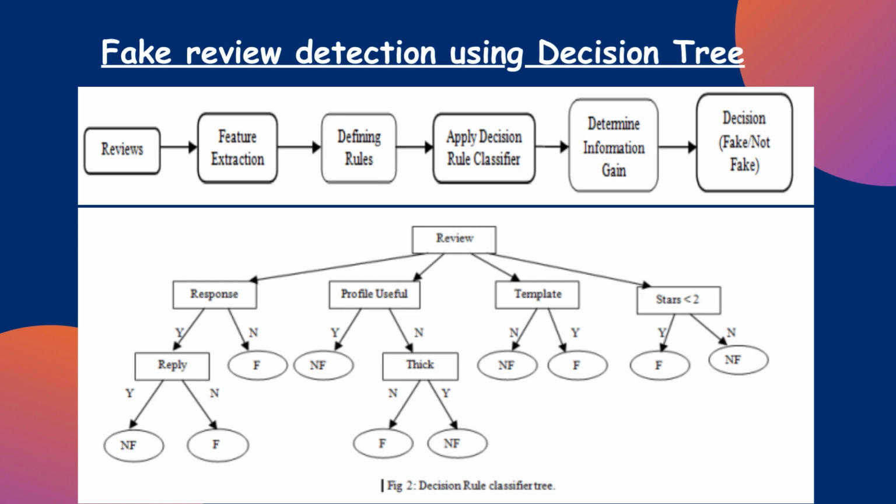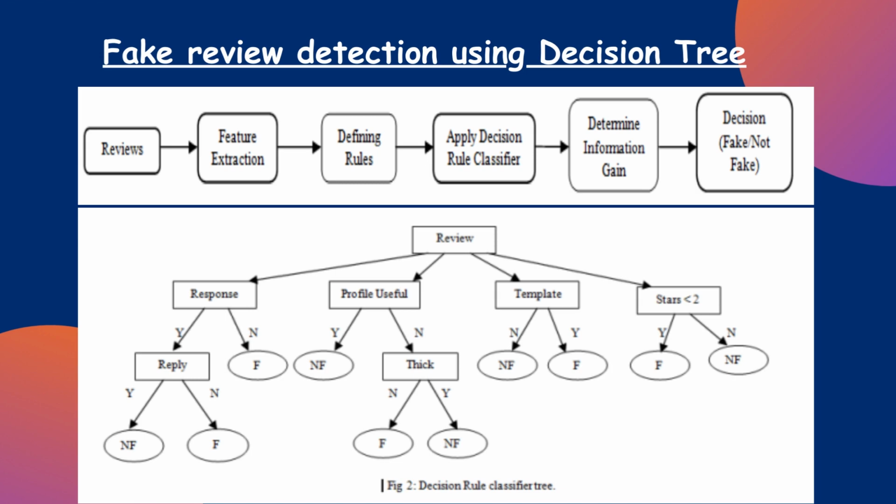So if it is a useful profile, if it is yes, then it is not fake. If it is not a useful profile, then it goes to the thick condition. In this thick condition, this is a rule to check the thickness of the reviewer profile. The reviewer profile has full information about its details, which indicates whether the reviewer is fake or not. If there is no detailed information, then it is considered a fake review.